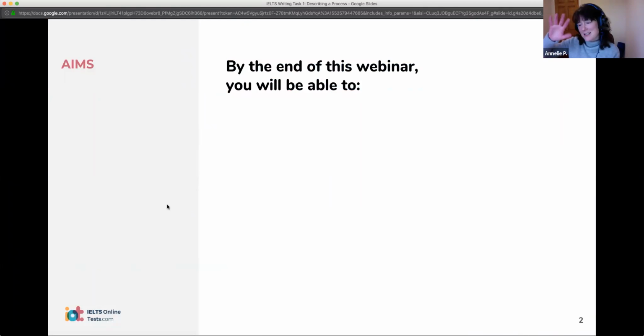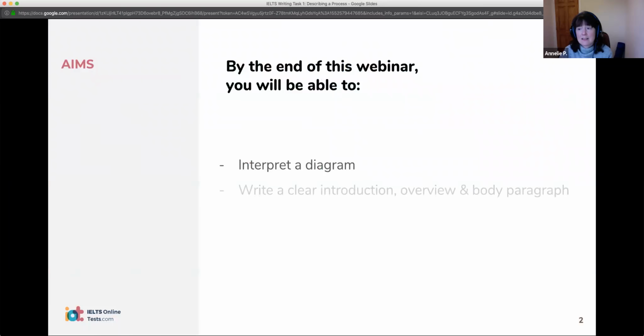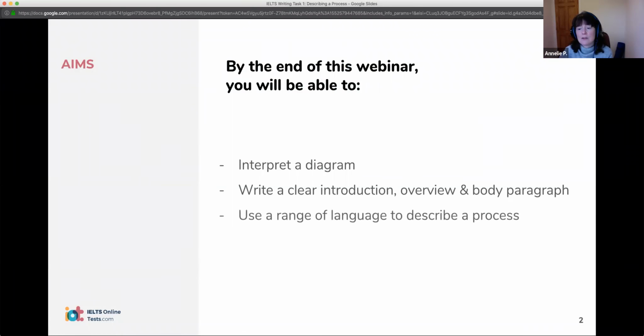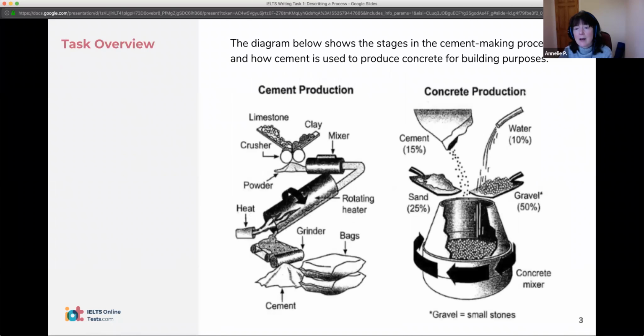Okay, hi everybody, welcome. So what we're going to look at today is task 1, and this one is describing the process, okay? So we're going to look at various things: how to understand the diagram, the structure that you use for task 1, and also how to link those paragraphs and your ideas together, okay?